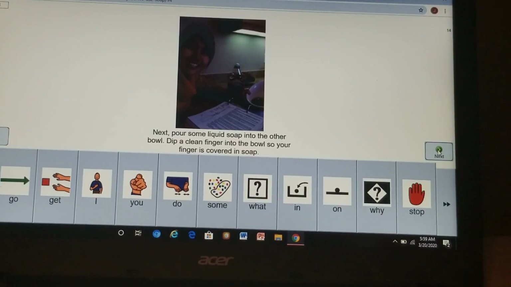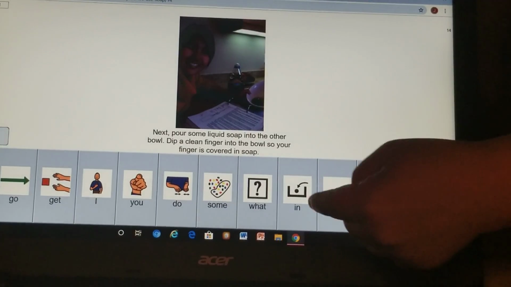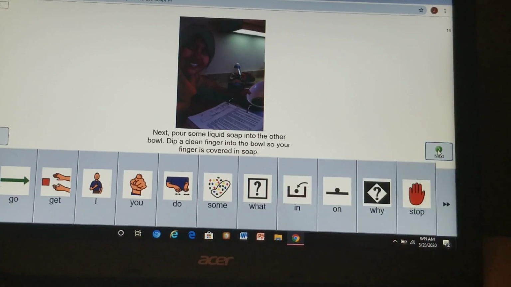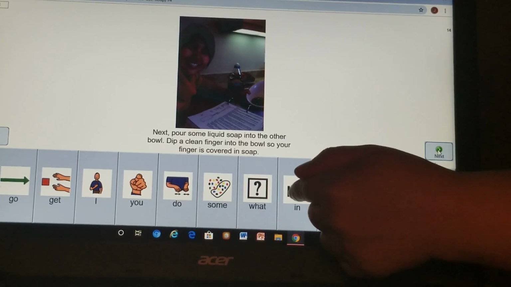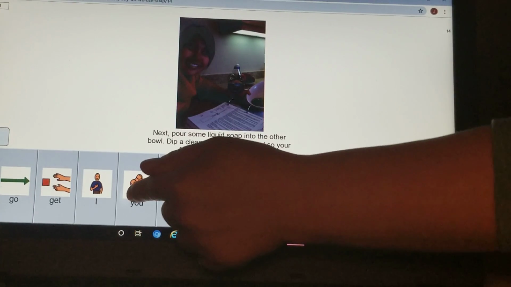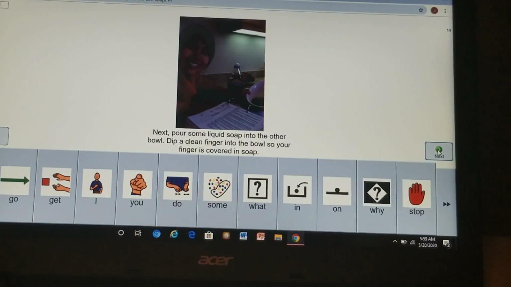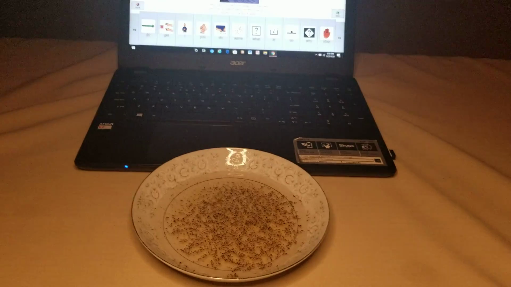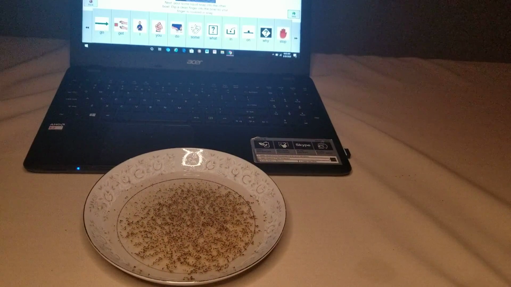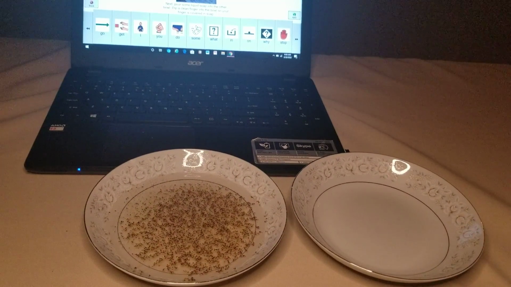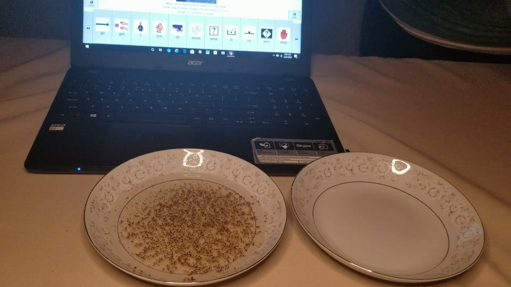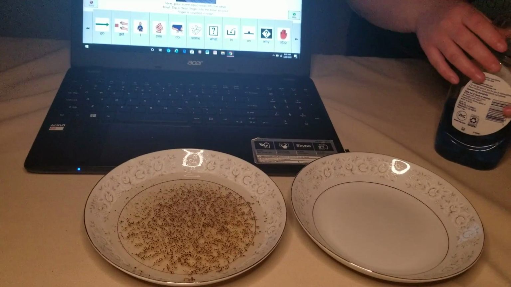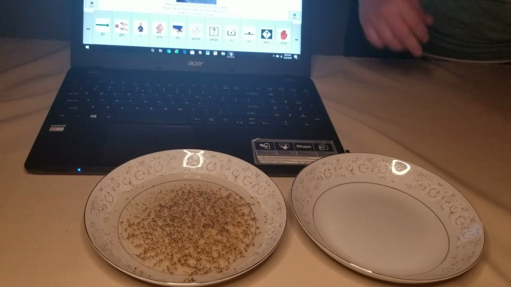Next, pour some liquid soap in the other bowl. Dip a clean finger into the bowl so that your finger is covered in soap. I'm sorry guys, this is a little crazy, but all right, we are going to pour our liquid soap in the bowl.